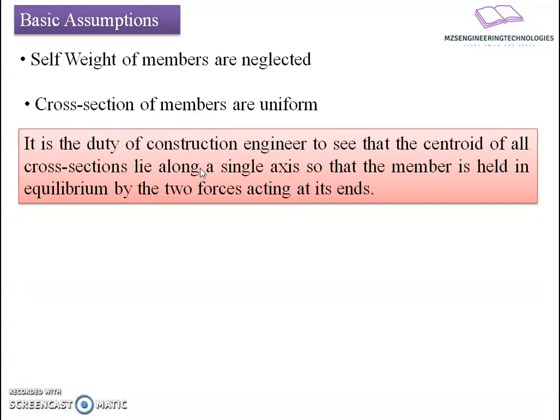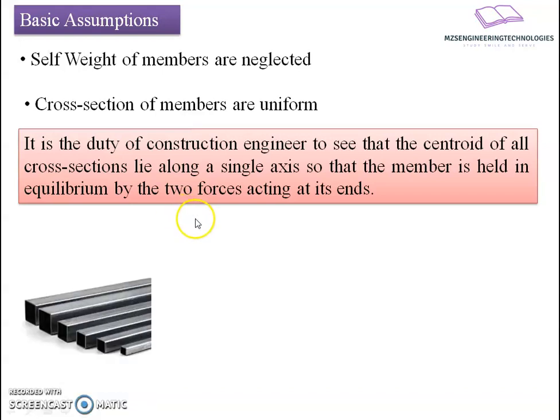If suppose there are certain constraints and this uniformity is not being maintained, then it is the duty of the construction engineer to see that the centroids of all cross sections lie along a single axis, so that the member is held in equilibrium by the two forces acting at its ends. So it becomes the job of the construction engineer to ensure that the centroids of all such cross sections lie on a single axis, so that there is surety that the members are subjected to two forces at the ends only, and they are in equilibrium.